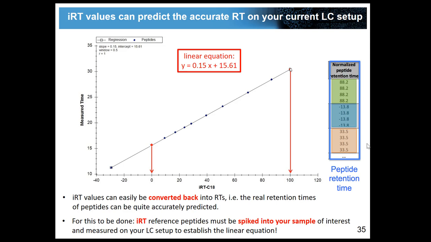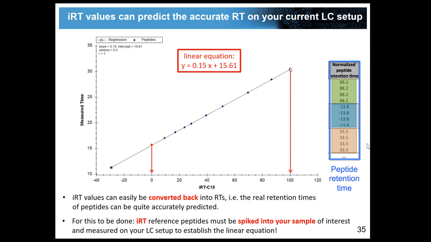Everything that you need to do in order to make that possible is spike your iRT reference peptides into your sample of interest and do one measurement in advance where you measure these iRT peptides. You once need to establish this linear correlation, where you have measured all these iRT peptides on your current setup, with your current LC, column length, column age, whatever. Then you plot the iRT values of those, as provided by the manufacturer, versus their actual retention times. Then you have established your equation in your current condition.